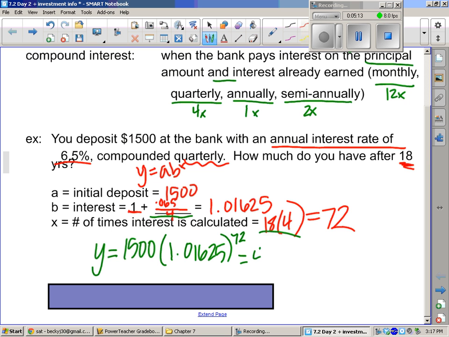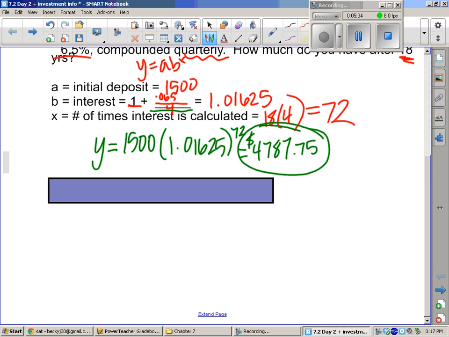And when you do that, we get 4,787. And obviously, you're going to round to the hundredths place because we're talking about money. So you're telling me if I put $1,500 in the bank and let it just sit there for 18 years, if I have that good interest rate, yes, I'll end up with $4,787. That's amazing. That's pretty good for doing nothing.